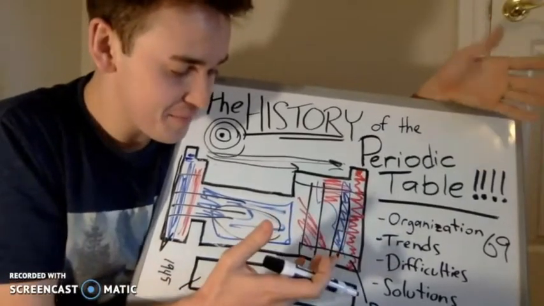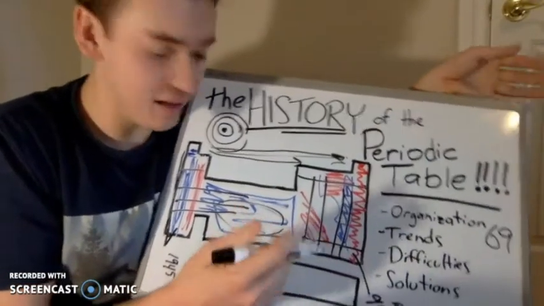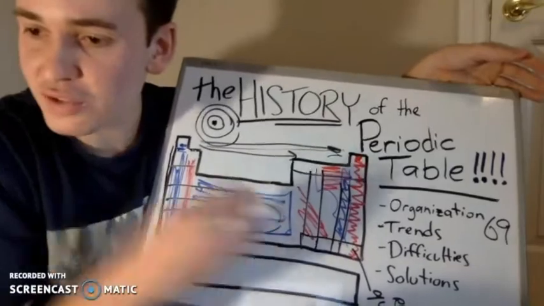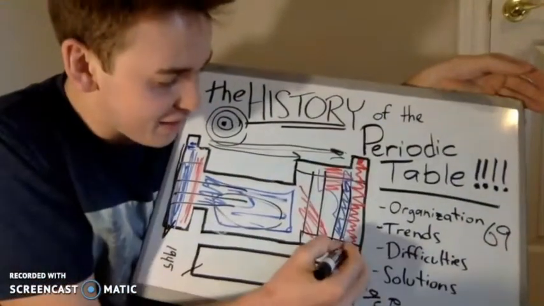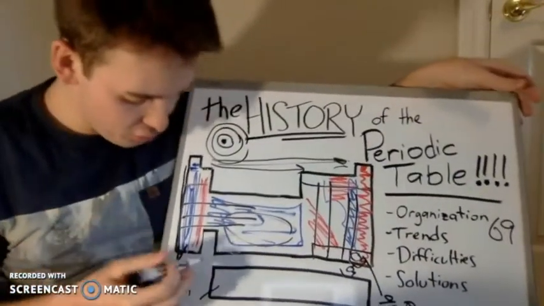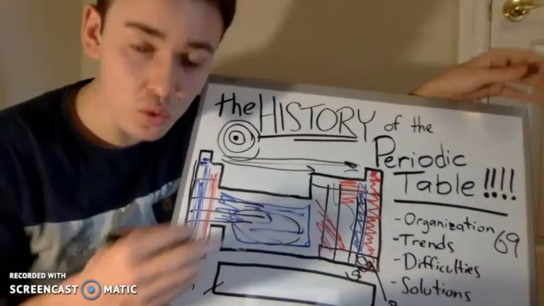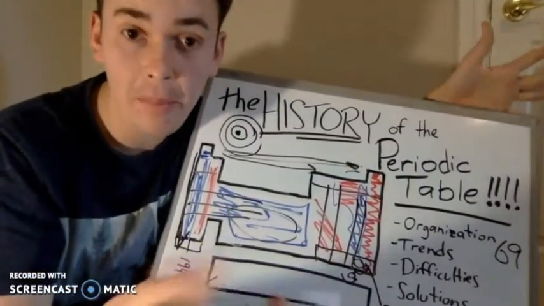4 newest elements, because there's 1, 2, 3, 4 more. The last one is oganesson, and it's OG. Also, they're developing 2 more, 119 and 120, right? And they're going to come out pretty soon here.